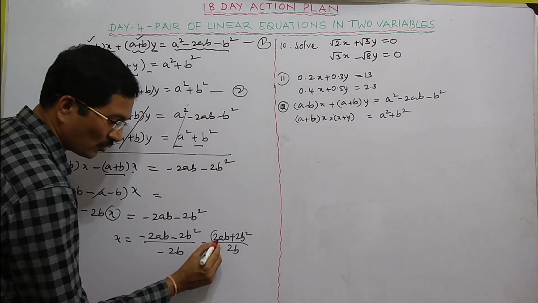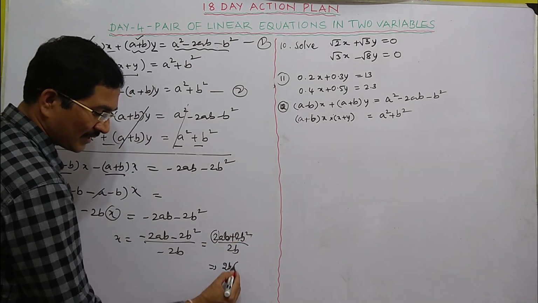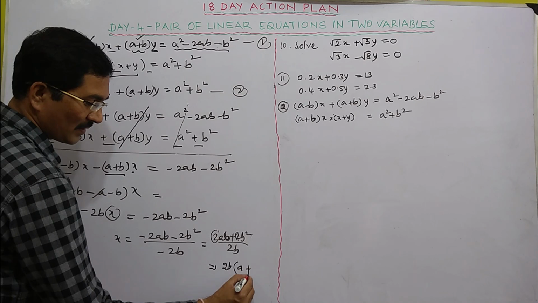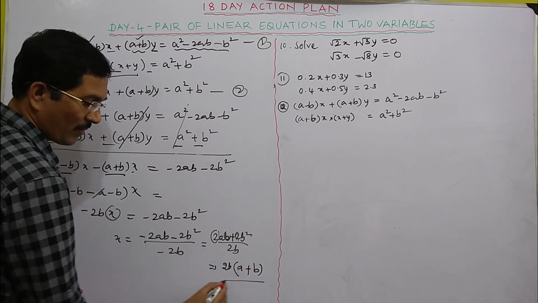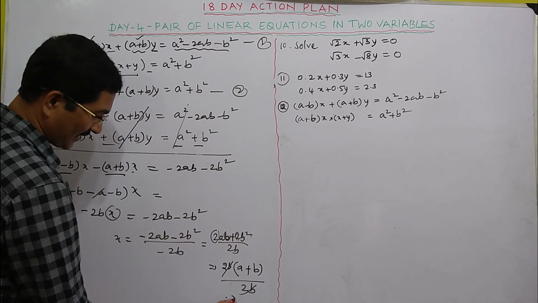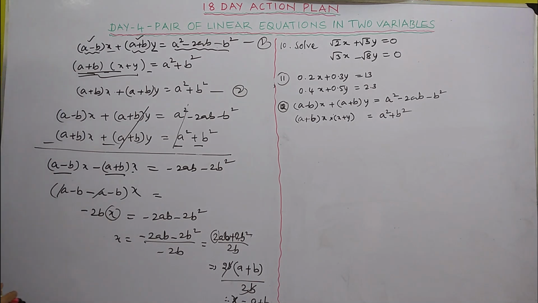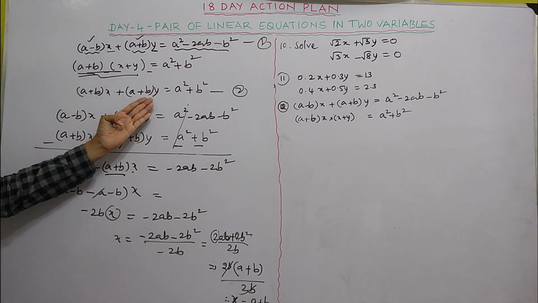Now in this also you have 2b common in both, in all the cases. So we can write it as 2b taken common into (a + b) by 2b. 2b and 2b get cancelled. Therefore x is equal to a + b. This is the solution.